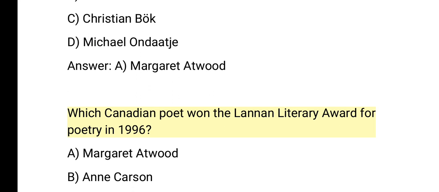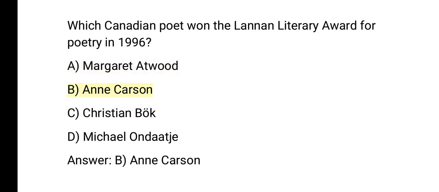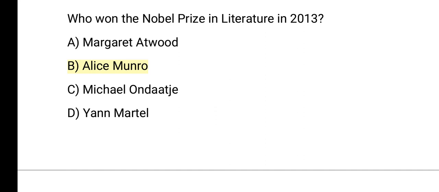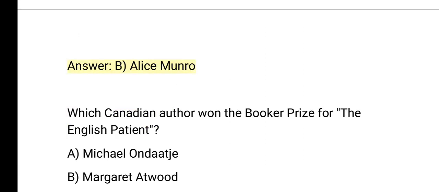Which Canadian poet won the Lannan Literary Award for Poetry in 1996? A. Margaret Atwood. B. Anne Carson. C. Christian Bach. D. Michael Ondaatje. Answer. B. Anne Carson. Who won the Nobel Prize in Literature in 2013? A. Margaret Atwood. B. Alice Munro. C. Michael Ondaatje. D. Jan Martel. Answer. B. Alice Munro.